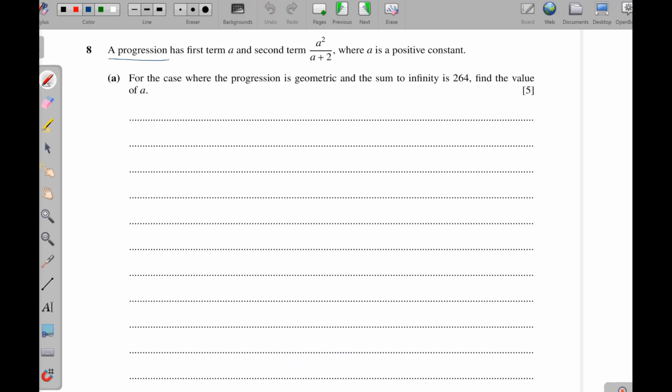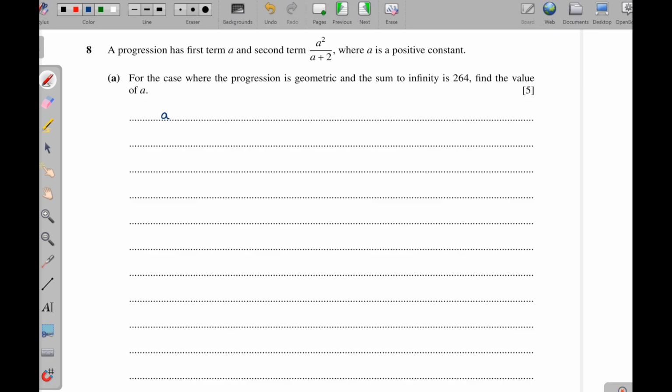Question 8. A progression has the first term a and the second term a squared over a plus 2, where a is a positive constant. Part A. For the case where the progression is geometric and the sum to infinity is 264, find the value of a. Now, sum to infinity is this one here.